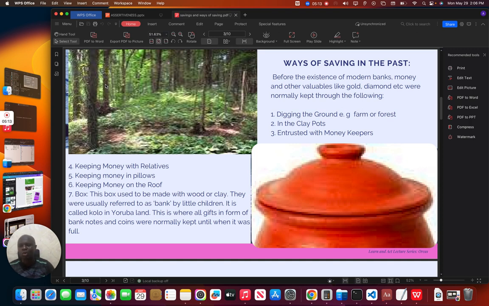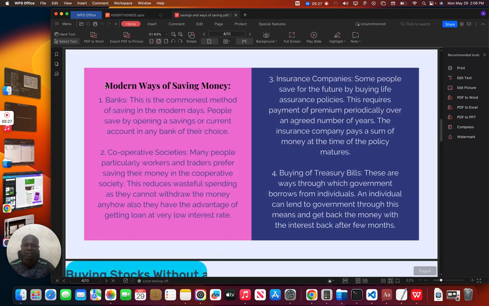It is called kolo in Yoruba land. This is where all gifts in form of bank notes and coins were normally kept until it was full. So these are ways that people have been saving in time past. Now let us see how we save in the modern days, modern ways of saving money.